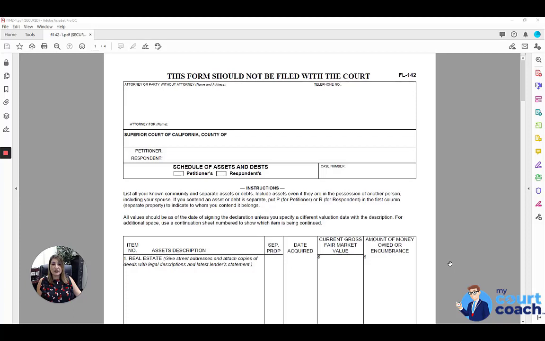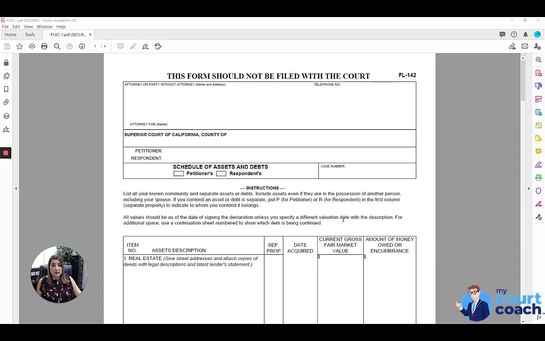My name is Sarah and I'll be your instructor today as we talk about the Schedule of Assets and Debts form, also known as the FL142 form. This is a form that does not get filed with the court. It gets served on the other side. It is part of each party's duty to disclose.